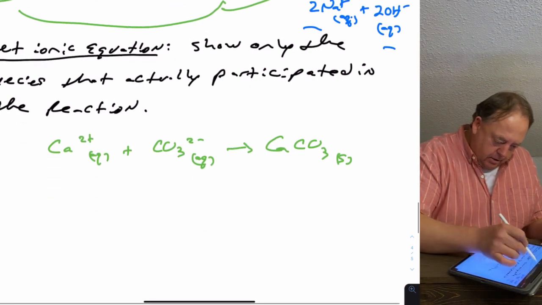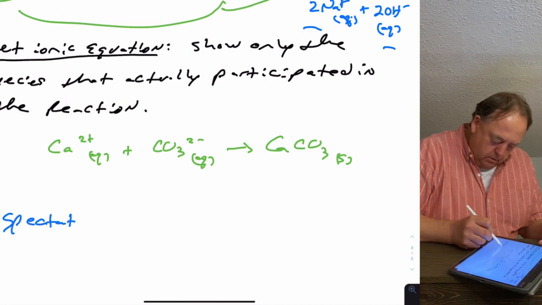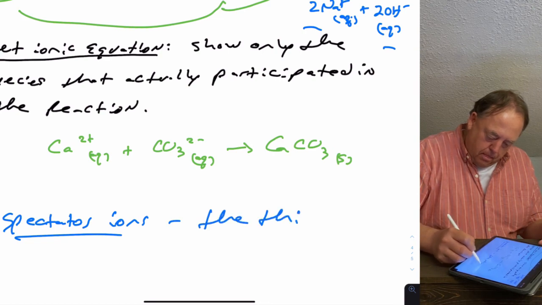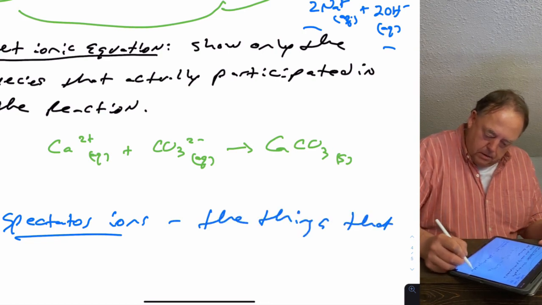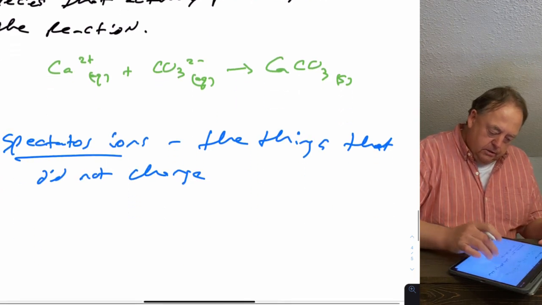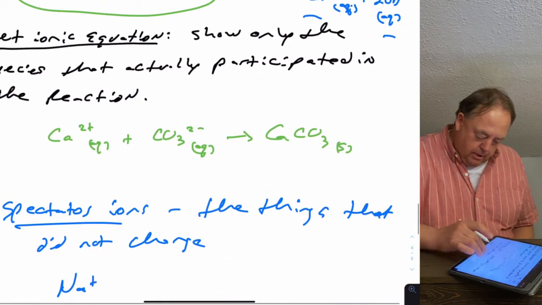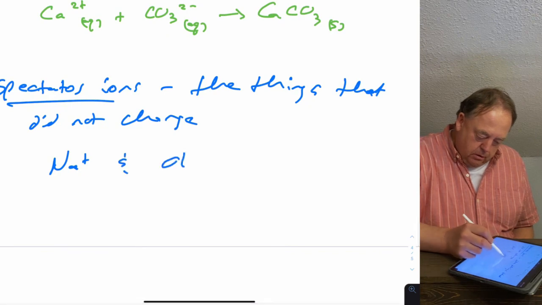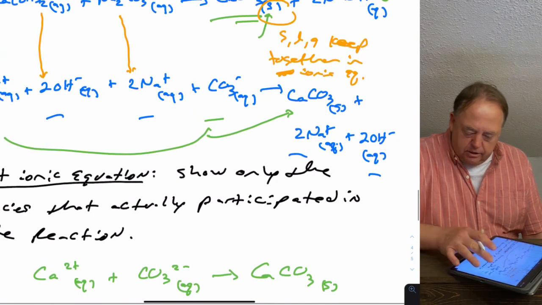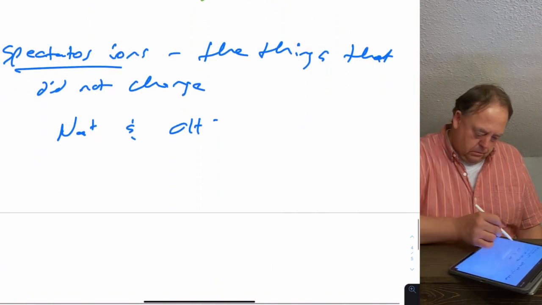And then lastly here, another definition, you have what are known as spectator ions. So this is the things that did not change. So that would be the sodium. Nothing happened to the sodium. It was just watching in the reaction, and nothing happened to the hydroxide. All right, so if you take the net ionic equation, the things that did not change in that equation would be what's called the spectator ions. Okay.